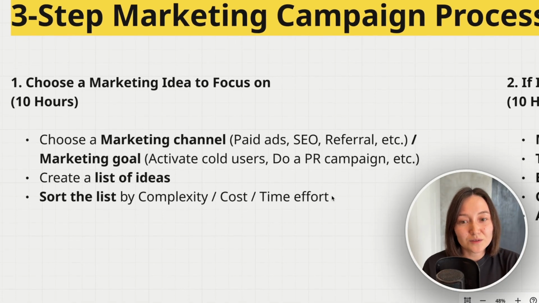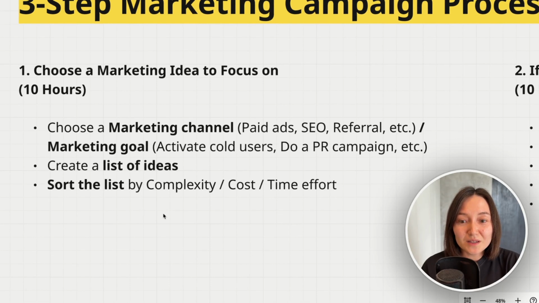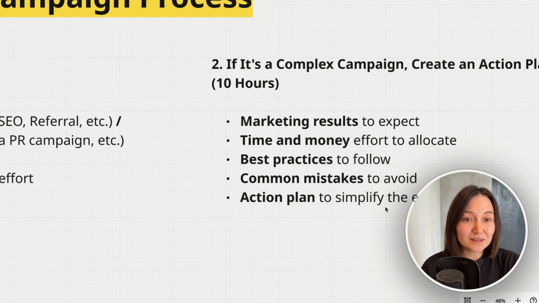After that, when you've already chosen a marketing channel or a marketing goal, you create a list of every idea that you have in mind. It's also everything that you can find on the platform, or if you do it manually, you just list everything that you know or search it on the internet. And after that, you sort the list, you prioritize it, and then start from the top and move to the bottom. We start with the first marketing idea on the list.